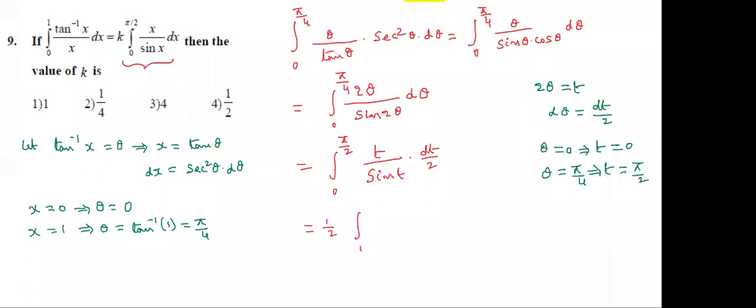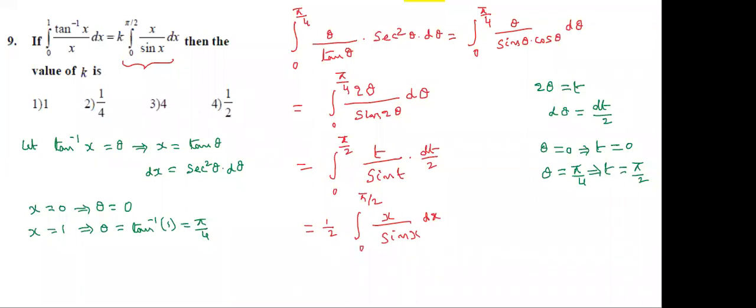Remaining, observe that 0 to pi by 2, the variable is t. In place of t, I am writing x because in the question, on the right hand side, x is there. That's why x divided by sine x dx. So finally we got the answer like this.